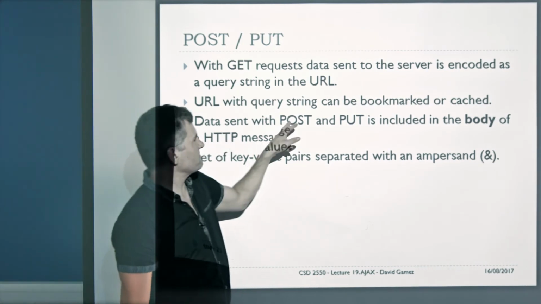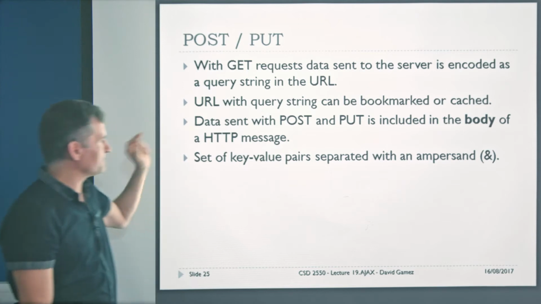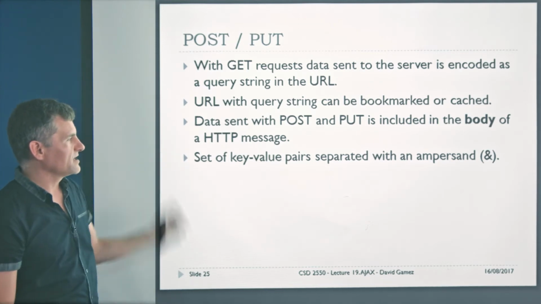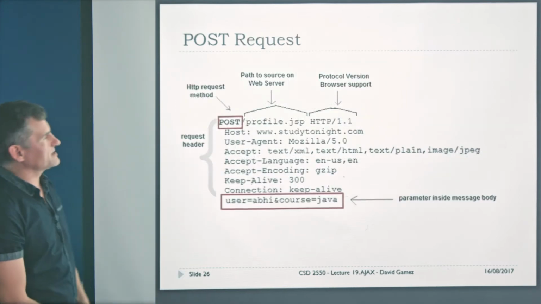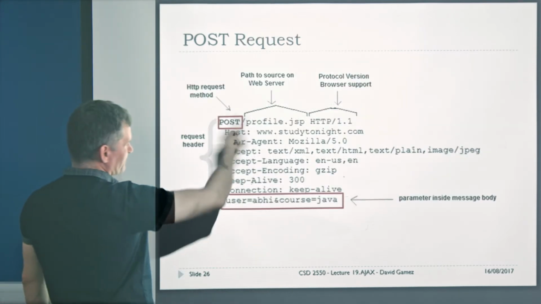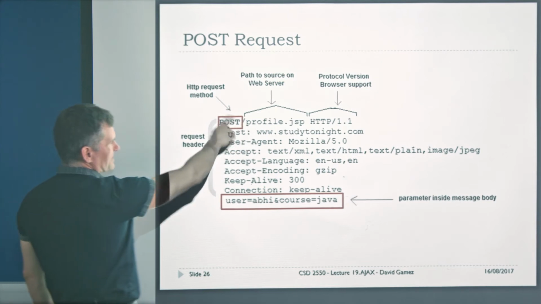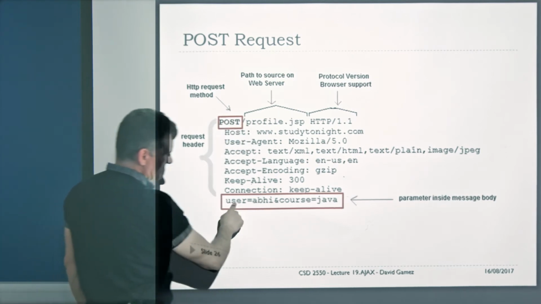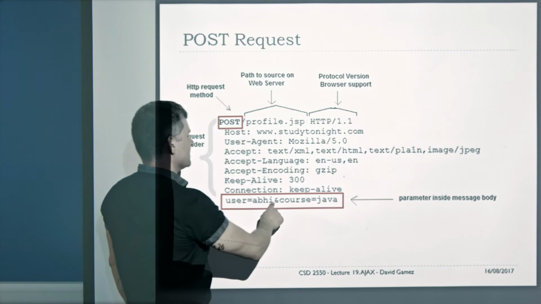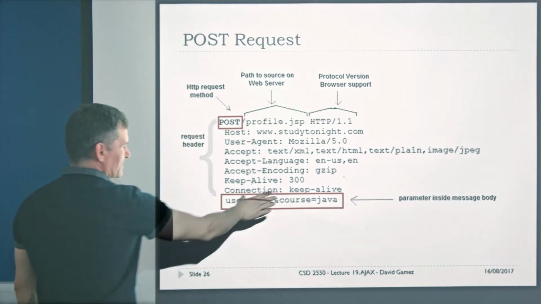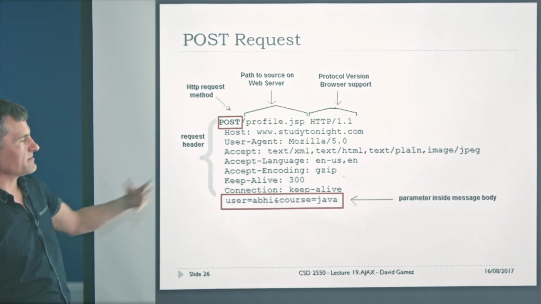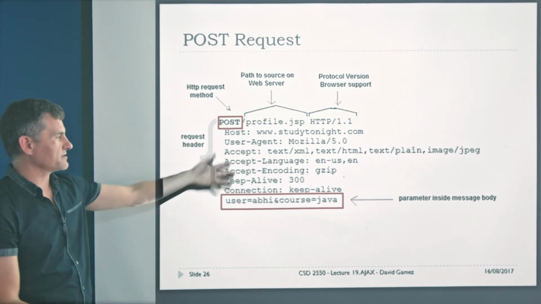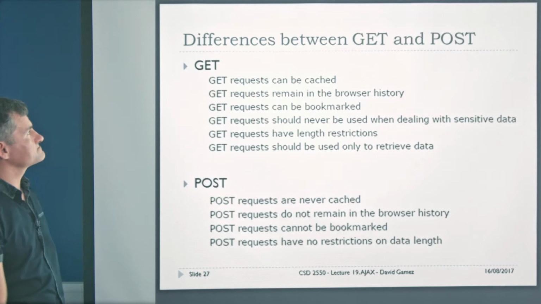So instead, the data sent with POST or PUT is included in the body of an HTTP message. Same idea: you've got a set of key value pairs separated with ampersands, but in this case, it's in the body. So here's a POST request. There's the header, saying it's a POST message, and inside the message body we've got user equals Abby and course equals Java. This is inside the message body, so you don't actually see it anywhere, except it's all wrapped up by the code that creates these messages.